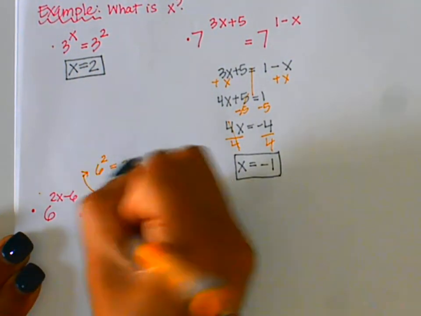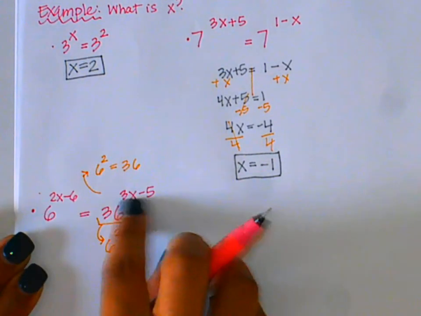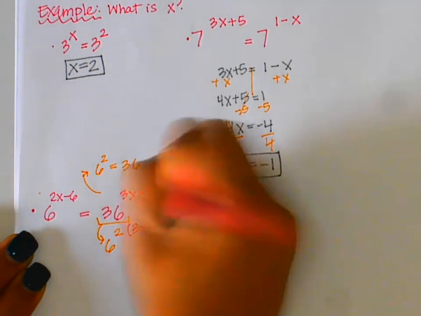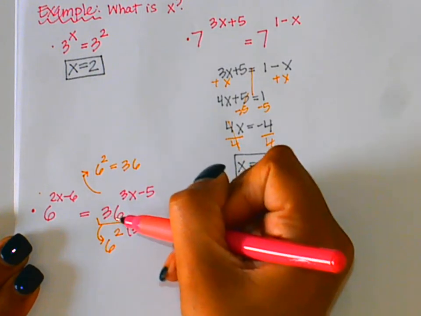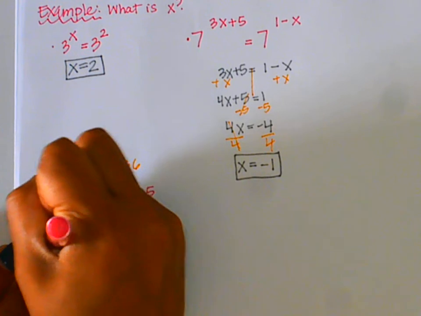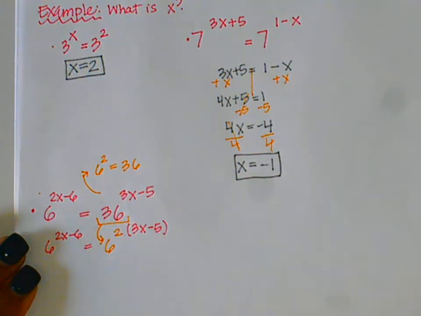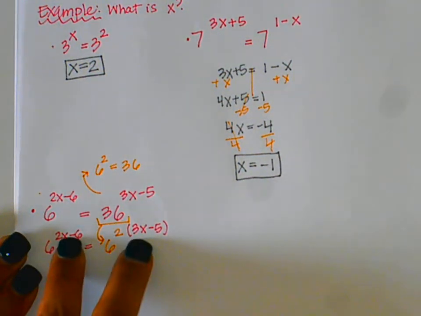So I'm rewriting this part here while still bringing down the first exponent that it had. So again, I rewrote my 36 so that I could have the same base as my first part of this problem. So I manipulated to get the same base so that now I can make my exponents equal to each other.